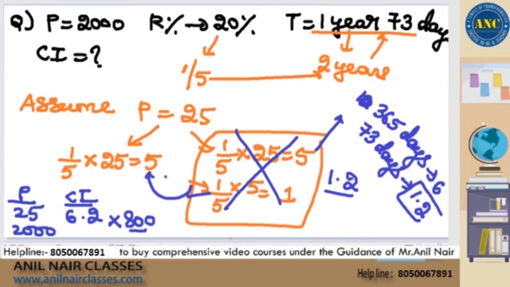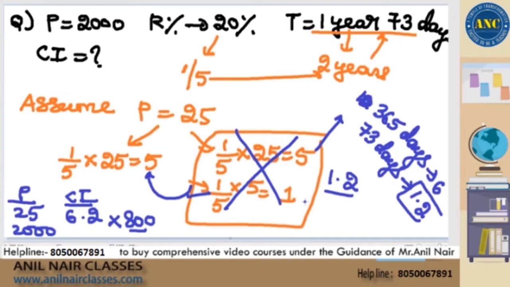What is 1 by 5 into 5? 1. What is 5 plus 1? 6. Now listen carefully. That 6 is for the second year. 5 plus 1 is 6. Second year it is 365 days. For 365 days, compound interest for the second year is 6.